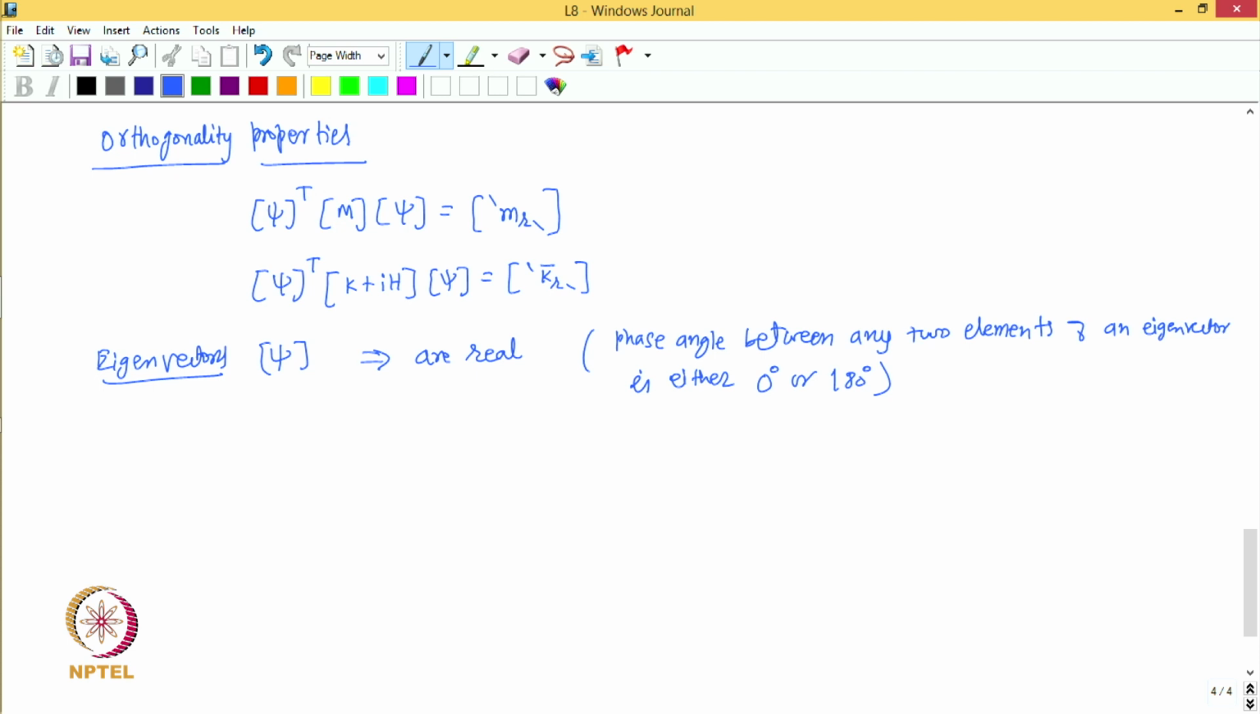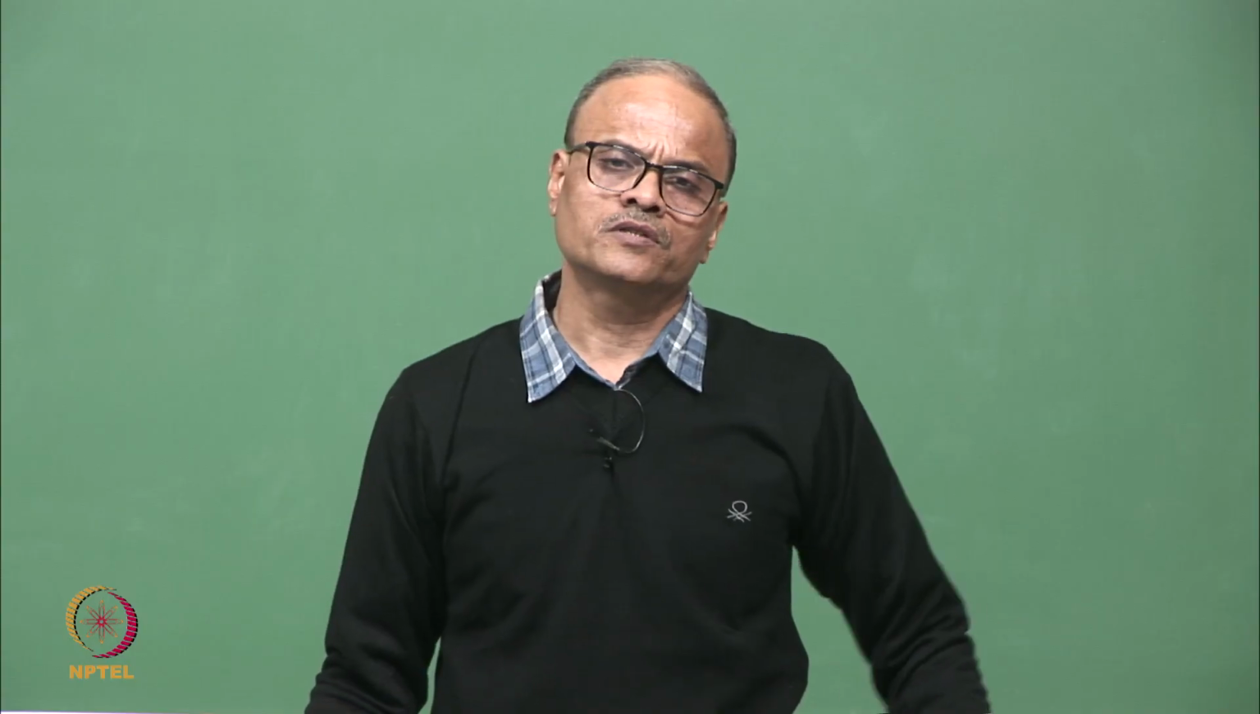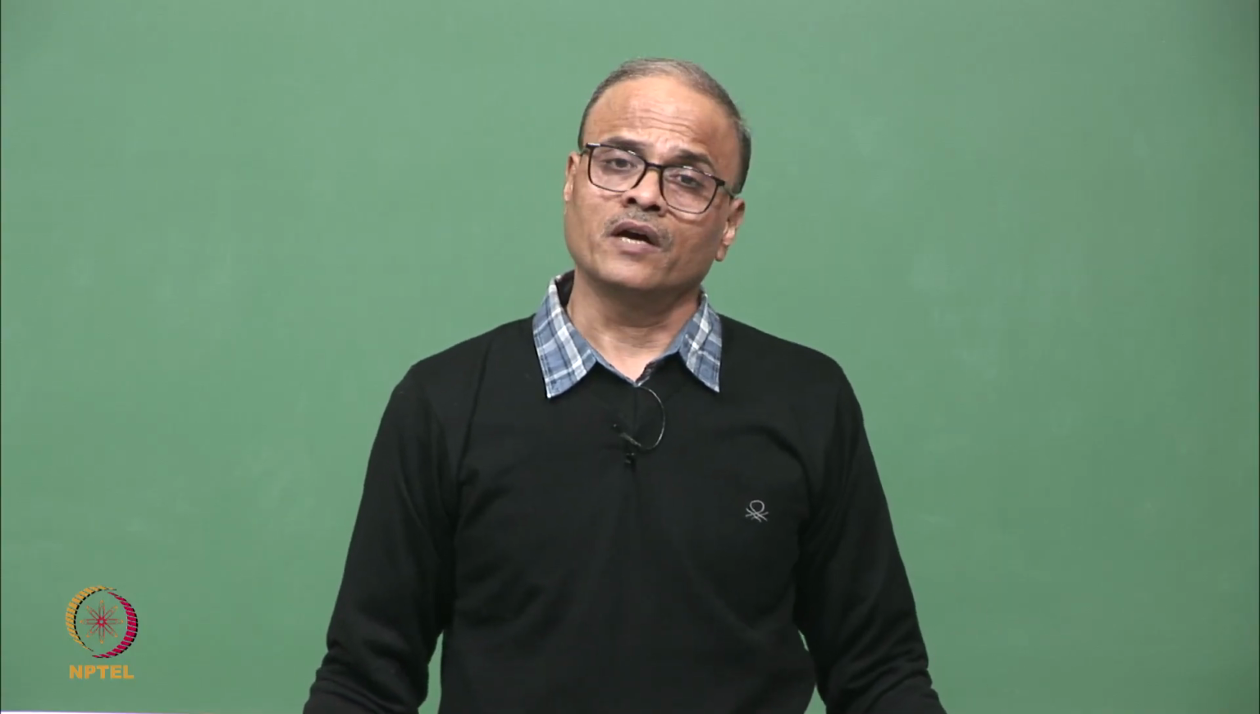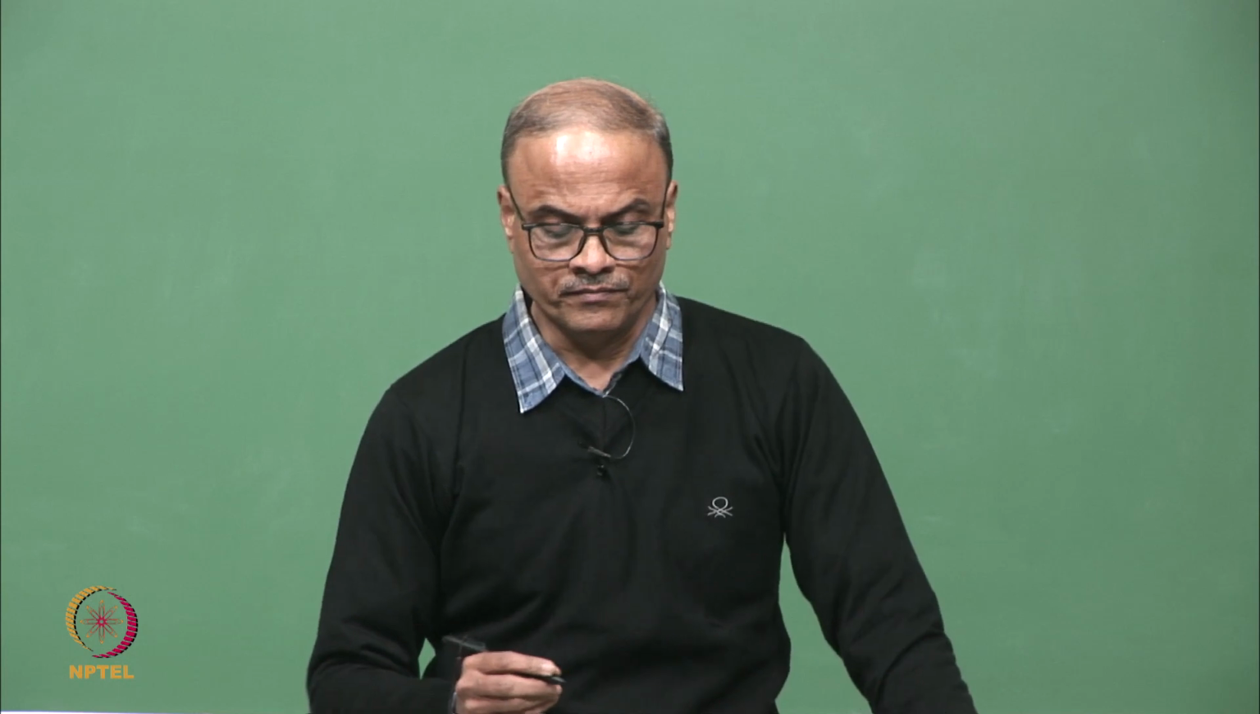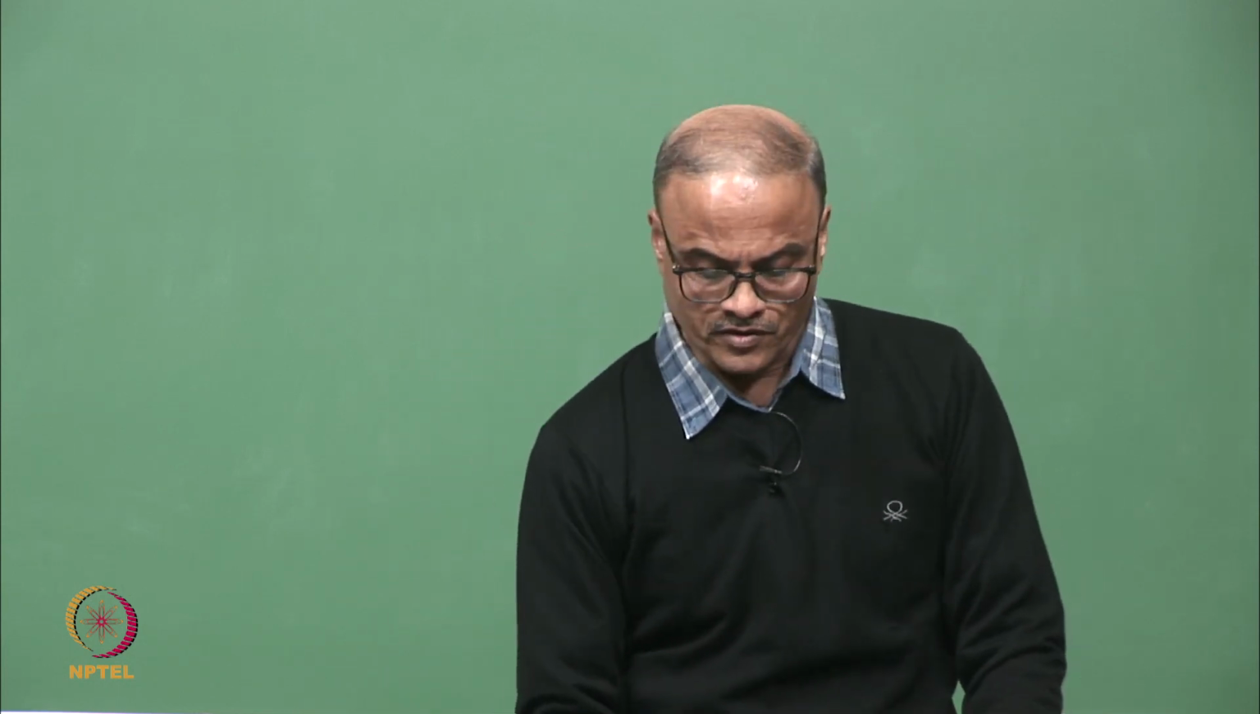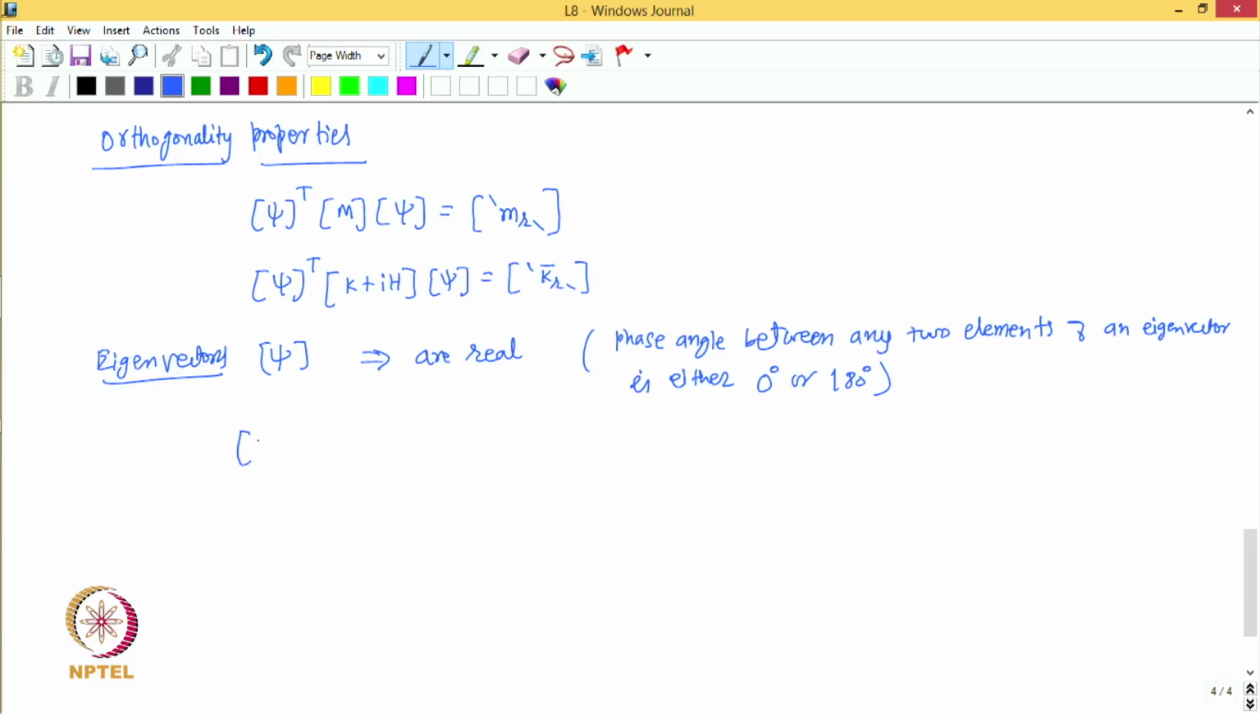So, we find that for a multi-degree of freedom system with proportional structural damping, the eigenvectors are real, and it is also seen that these eigenvectors diagonalize the stiffness matrix, which means that if I take the product psi transpose K psi, then this is found to be diagonal, right. Okay. And it is equal to K r.